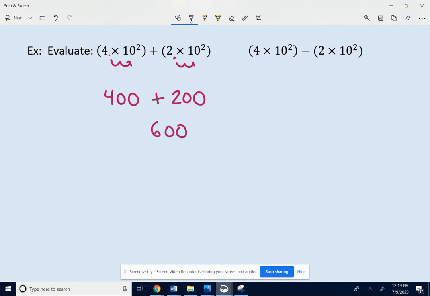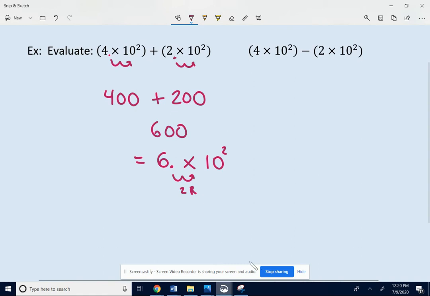And I'll take that final answer and put it back in scientific notation. So we need to start with 6 because 6 is a number that's bigger than 1 and less than 10, times 10. We would have to take that decimal point that's after the 6 and move it 2 to the right. So the exponent is a positive 2. So 4 times 10 to the second plus 2 times 10 to the second: we wrote them both in standard form, added them up, and then took that answer and put it back into scientific notation.